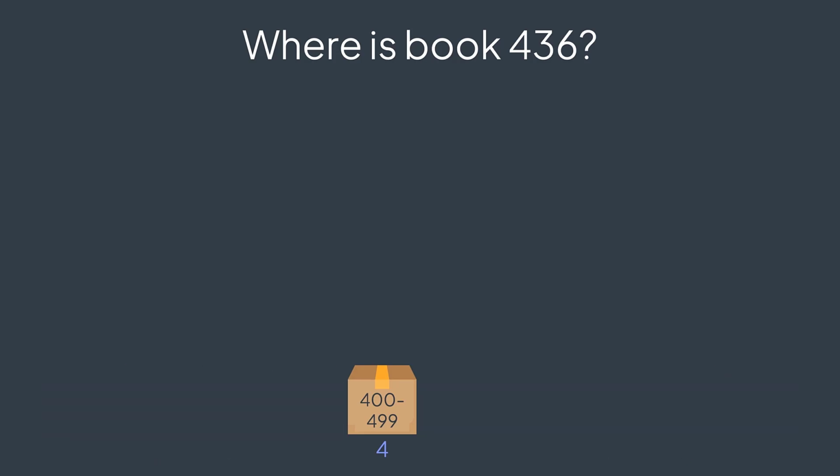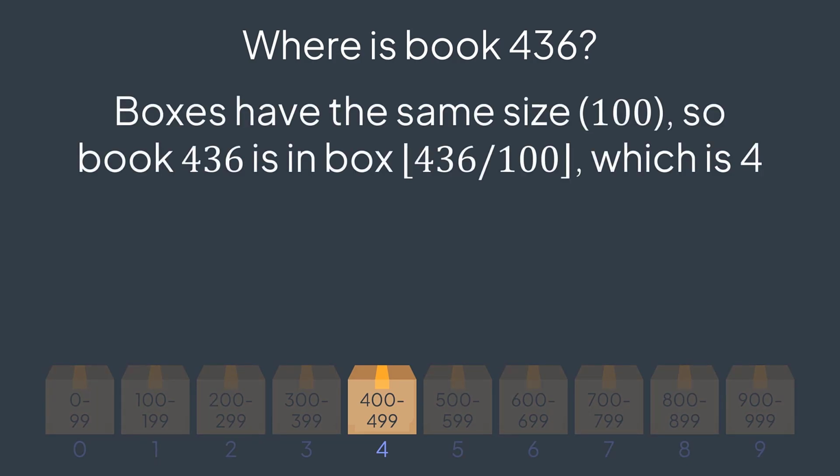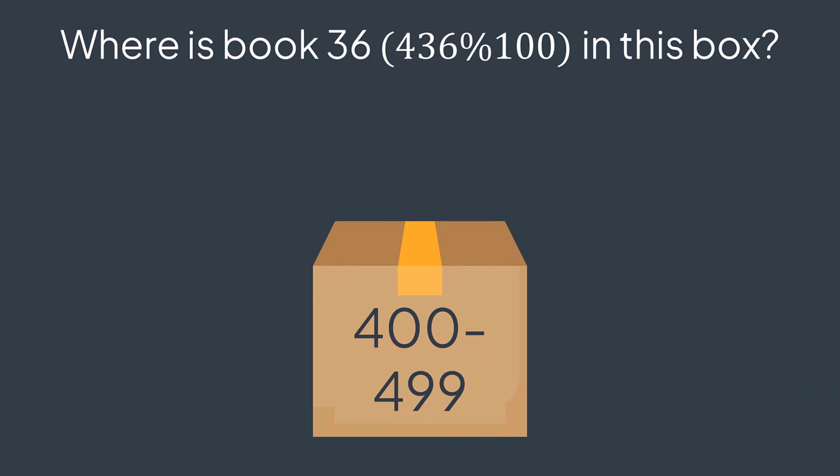436 divided by 100 is 4. We search in box 4. We still didn't find the book, but we reduced the search space. Now we will search for book 36 in this box of 100. Why? Because 436 modulus 100, the path length, gives 36.